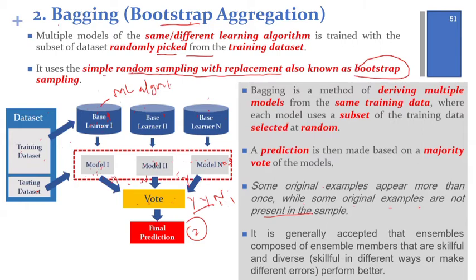So you can have a particular sample that is being picked repeatedly, 2, 3, 4, 5 times, while there's another sample that is left untouched. Of course, that is the reality of sampling with replacement.